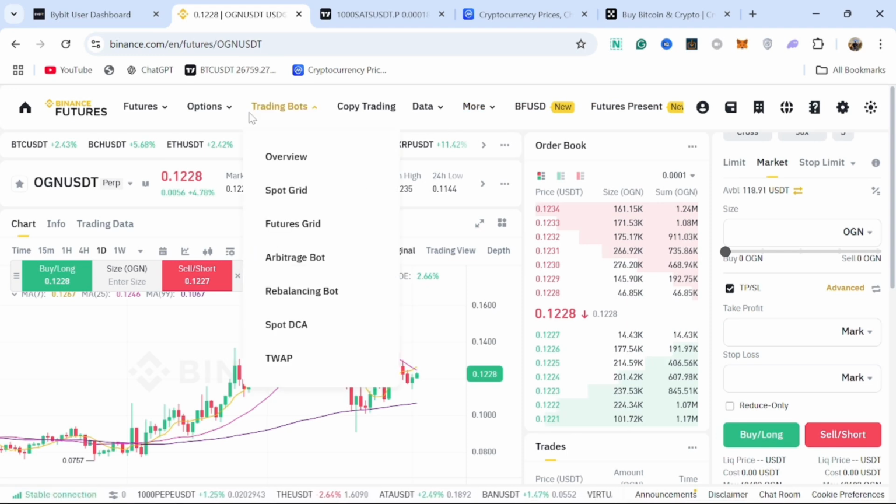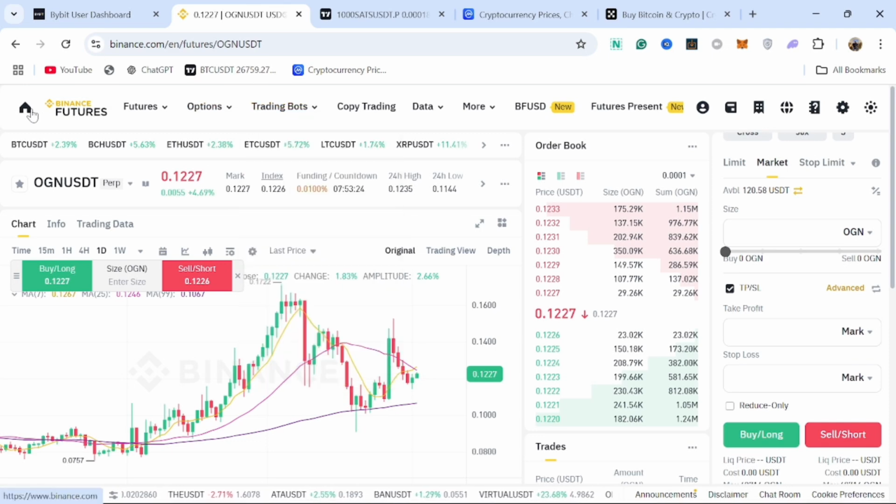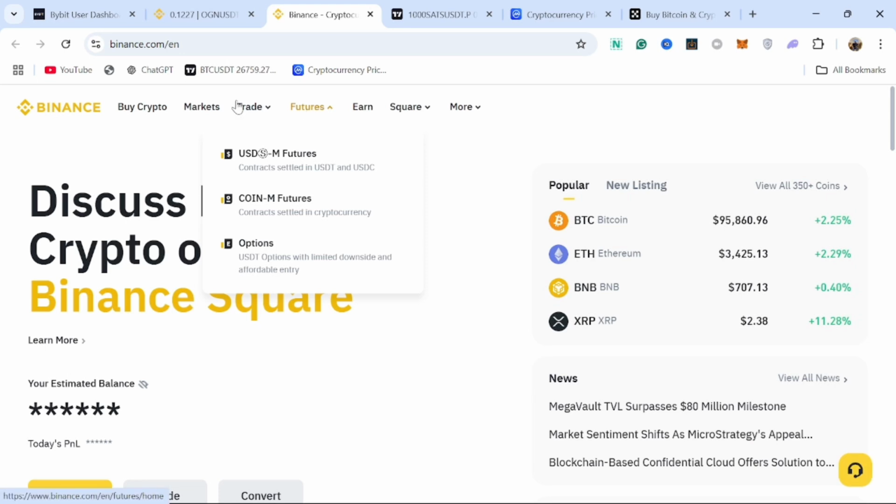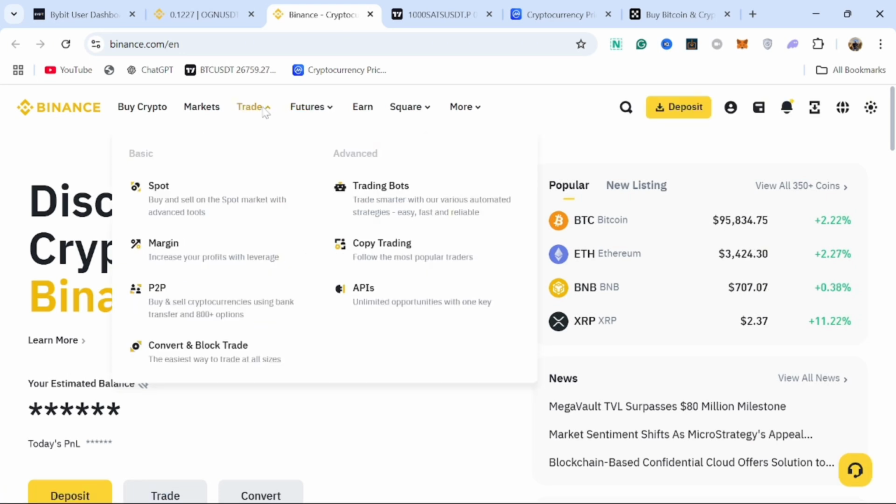You can either use your credit card or use P2P. For me, I usually use P2P to deposit money into my Binance account. So what I'll do is I'll just click on the home button here. Once you click on the home button of your Binance account, it will lead you to your Binance dashboard. So just give it a minute to load. Then you click on Trade at the top. When you click on Trade at the top, we have what we call P2P. So you click on P2P here.